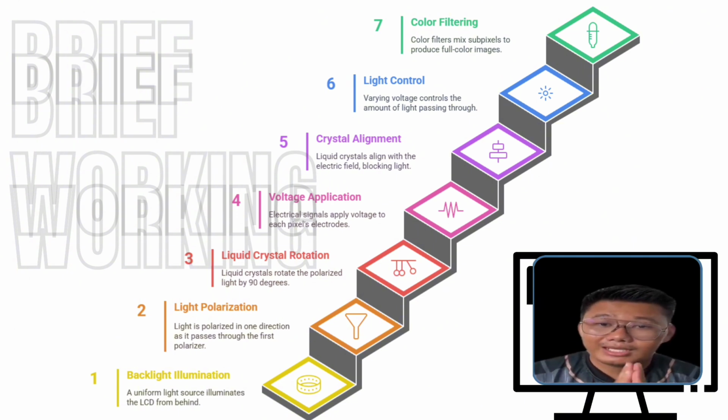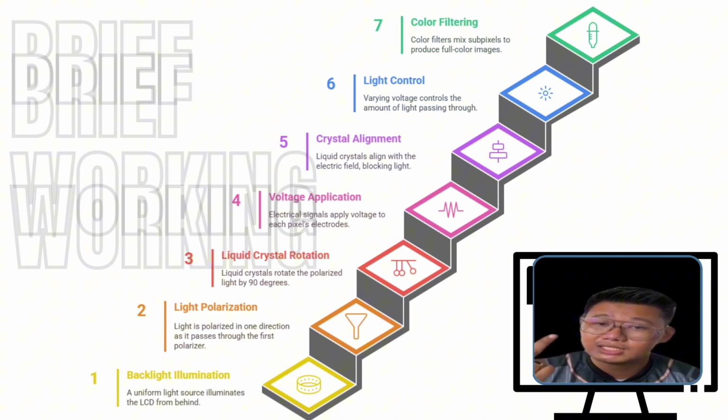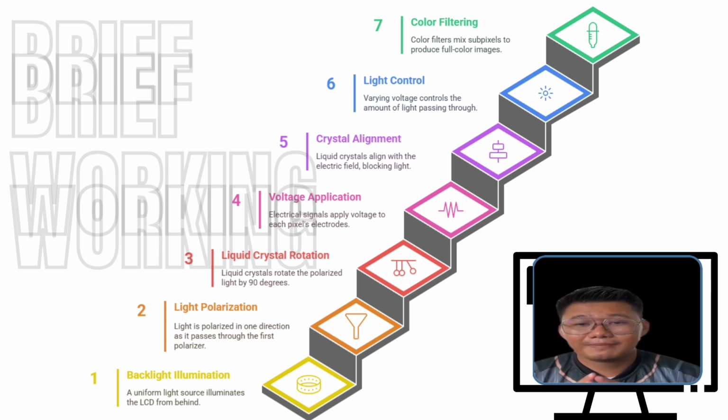However, when an electric signal is detected by the controller, it applies voltage to a specific pixel electrode. This voltage causes the liquid crystal to untwist and align with the electric field, so the light does not rotate anymore. As a result, the light gets blocked by the second polarizer and the pixel appears dark. By varying the voltage, we can control how much the liquid crystal twists, which changes how much light passes through, allowing precise control of the grayscale and color level.